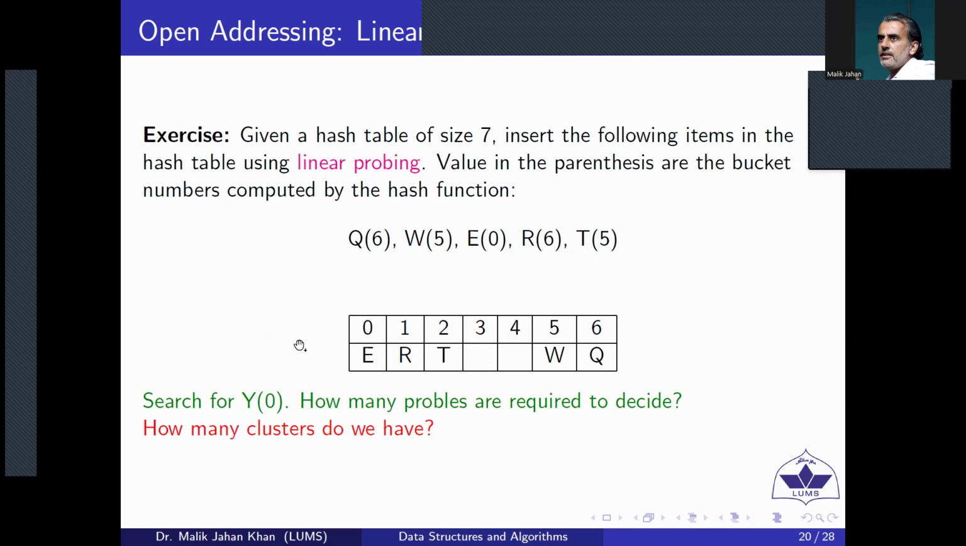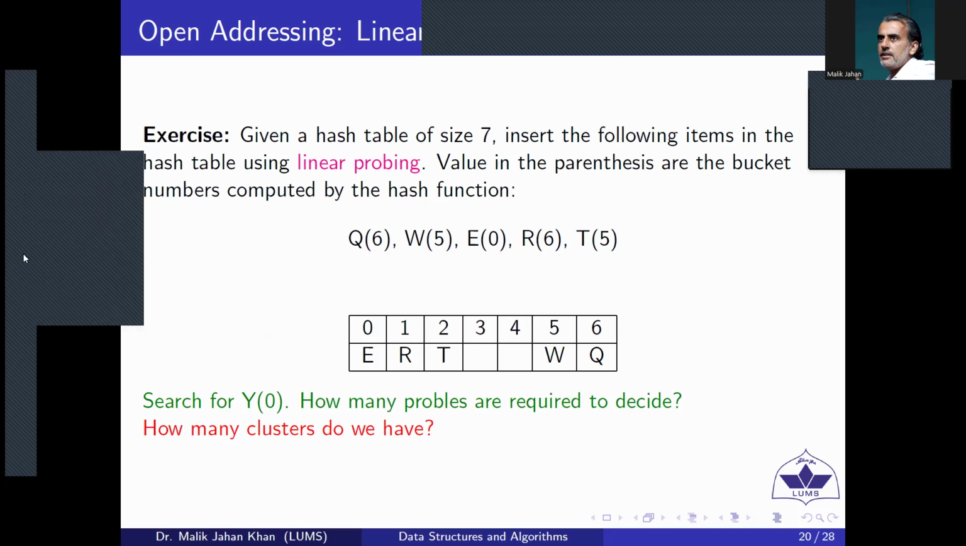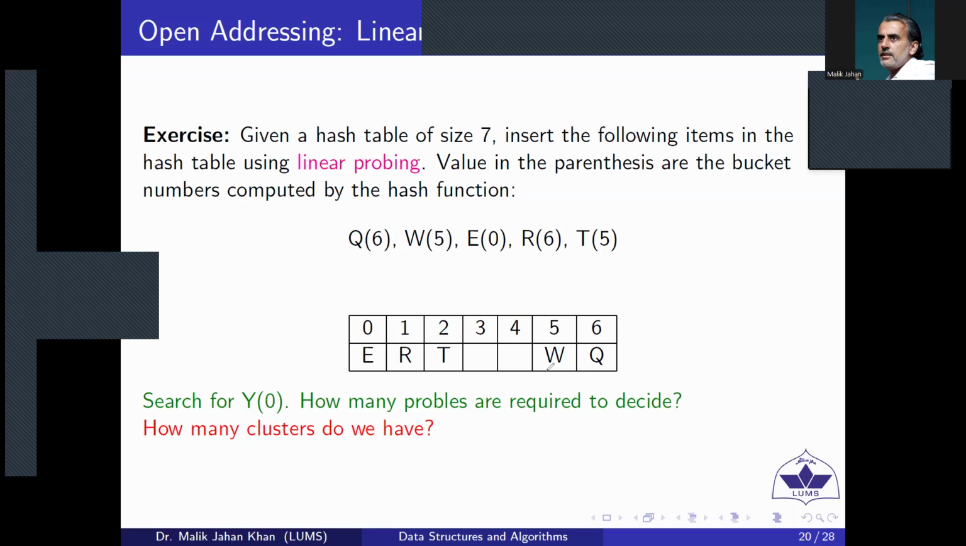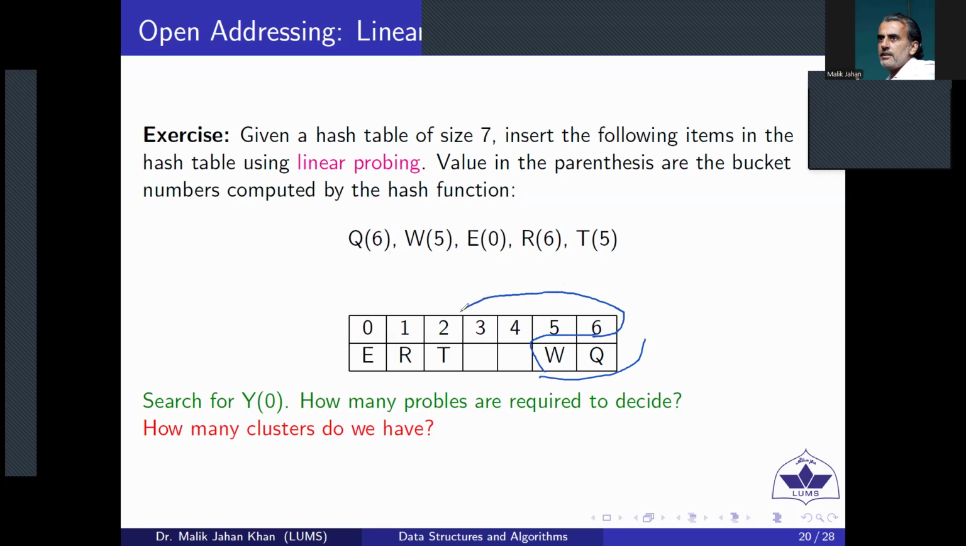There's a concept of clusters: how many groups of items do we have? Can you take a pause and guess how many clusters we have? If you had taken a pause, we actually have one cluster, starting from here. And this cluster is not ending at 6, because 6 is naturally connected with 0. So this whole thing makes one cluster, because we start from W, go to index 6, then go to index 0, then 1, 2, and so on. All these items are placed in one cluster, or one group.